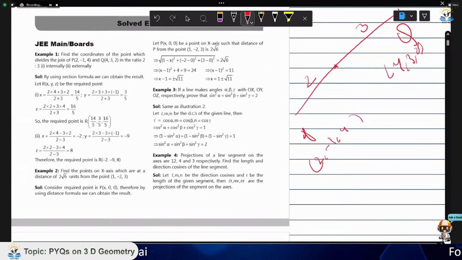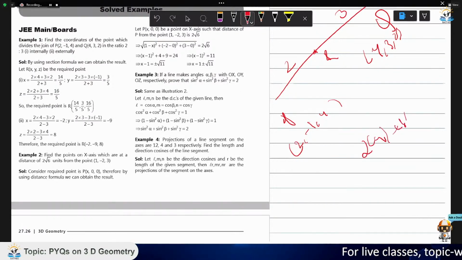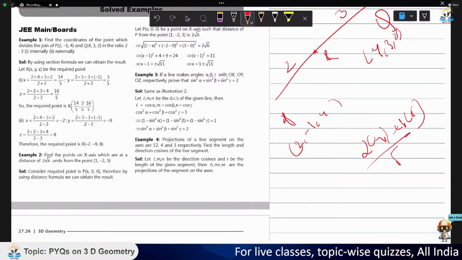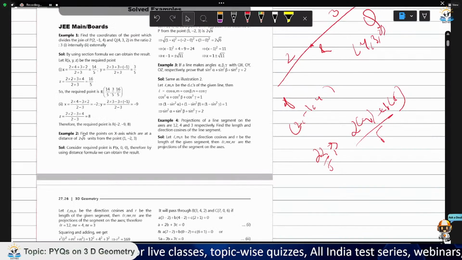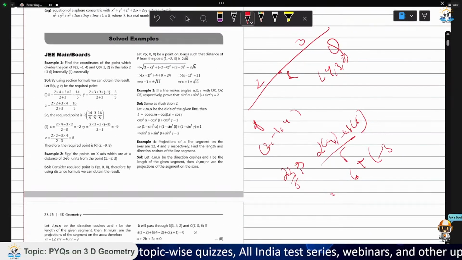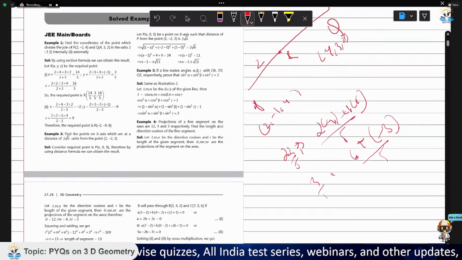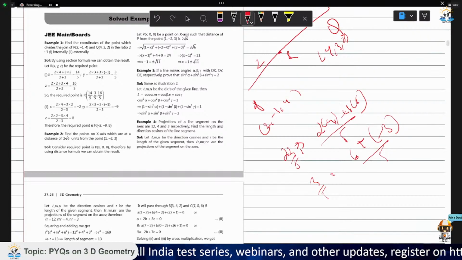So we can directly get the coordinates of R by using the formula, that is (2 times 4 plus 3 times 6) upon 5. This gives me 8 plus 18, that is 26. So 26 by 5 is our x coordinate. Then another thing that we have is (6 plus minus 3) upon 5. So that is 3 by 5. So these are the points we get.